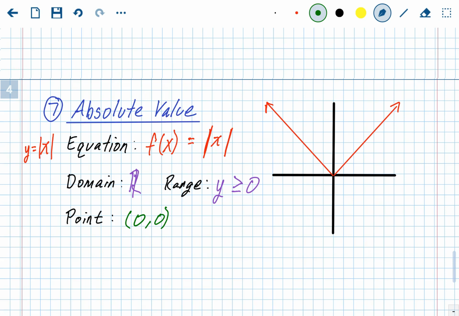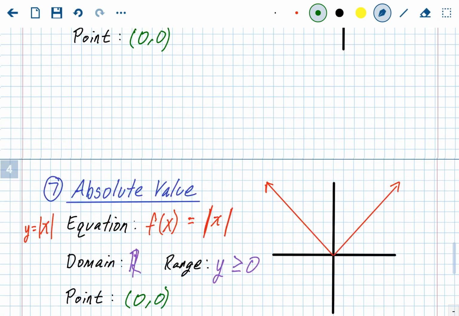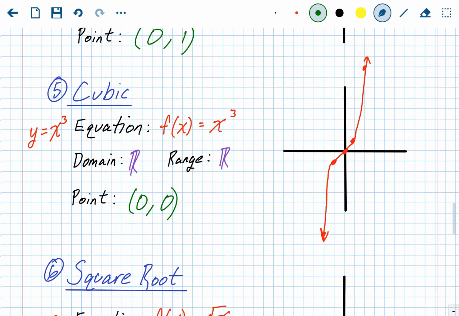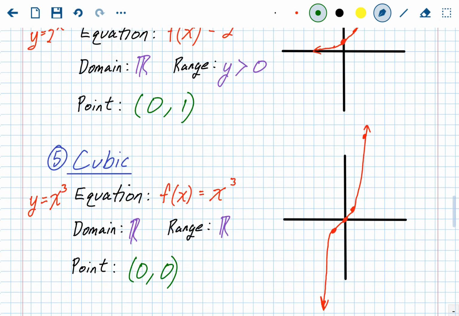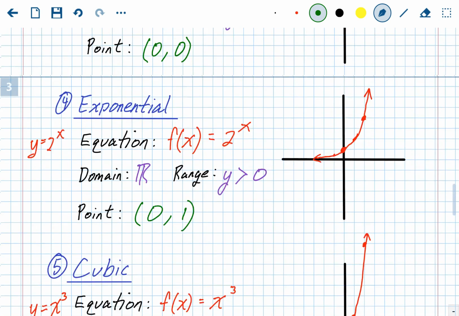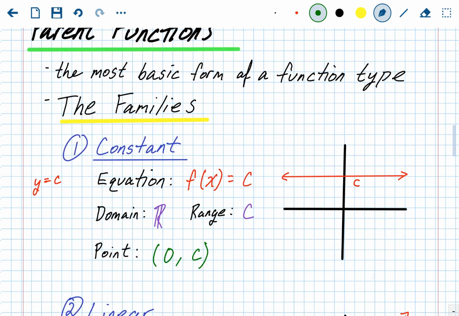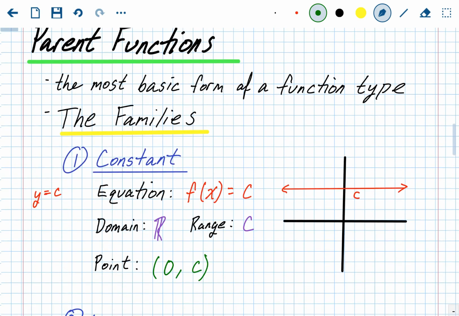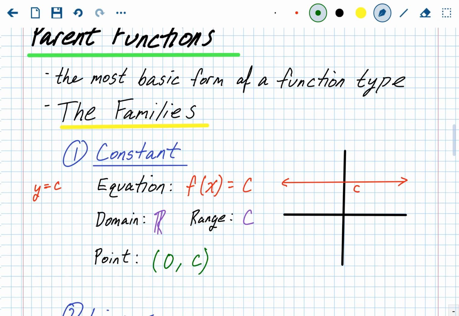All right, so those are our 7 parent functions that we're dealing with. Again, absolute value, square root, cubic. We're not going to do anything with their equations. We might only deal with their graphs. But then exponential, quadratic, linear, constant, we've already dealt with. So you might have to work with their equations a little bit more. Those are the most basic parent functions, the most basic form of each function.